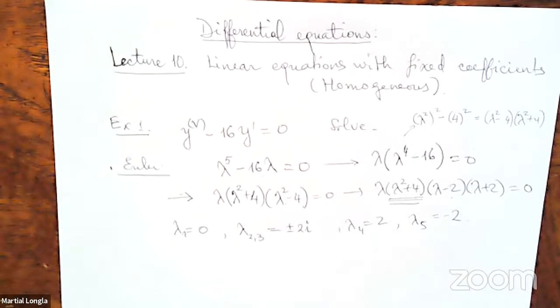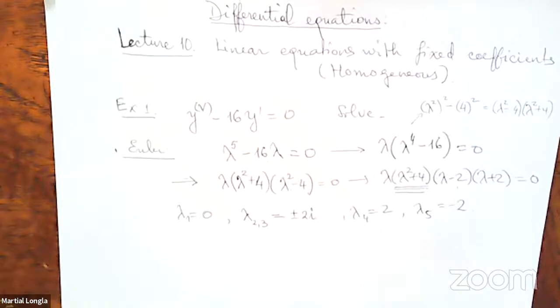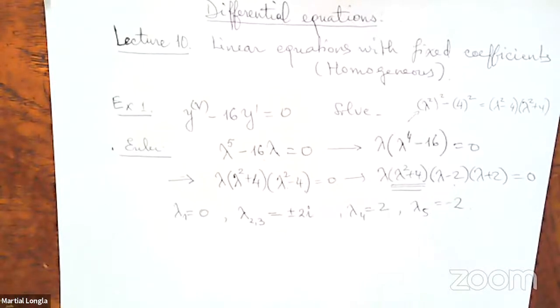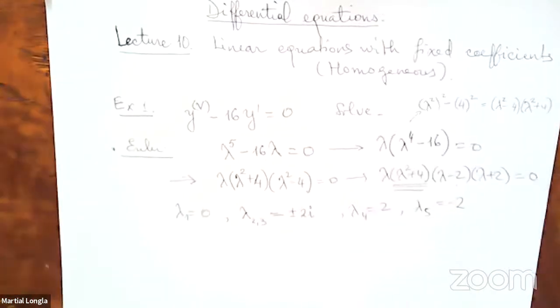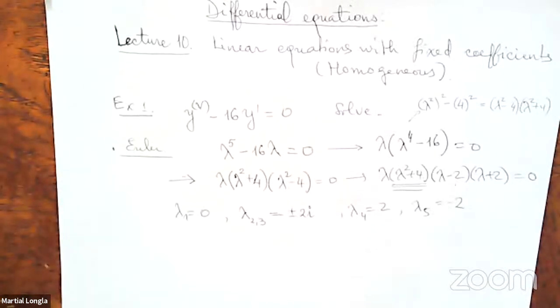Now, how do you write the answer when you get to this level? You use the rules that we had for second order equations. When a root is by itself, you just use e to the lambda x. When you have a root that repeats, you have e to the lambda x plus x times e to the lambda x again. When you have complex conjugate roots, you have e to the alpha x cosine and then e to the alpha x sine. So that's the rule in general.